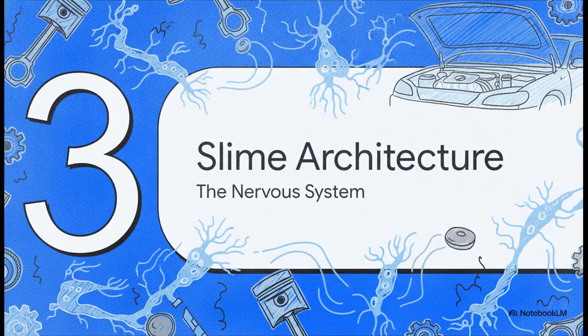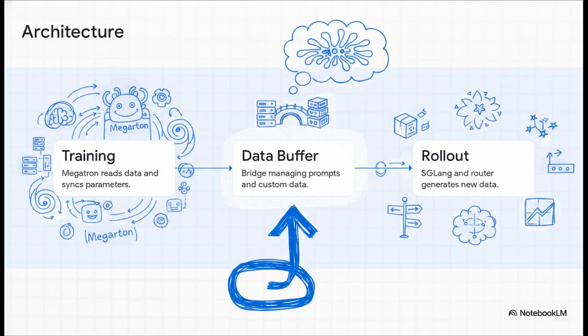Let's look under the hood in Section 3, inside Slime's architecture, the nervous system. Let's move through and see how this builds a complete, highly efficient loop. Think of it like a nervous system with 3 core modules operating in total unison. First up, you have training. This is handled by Megatron, which reads from the buffer and syncs those updated parameters.